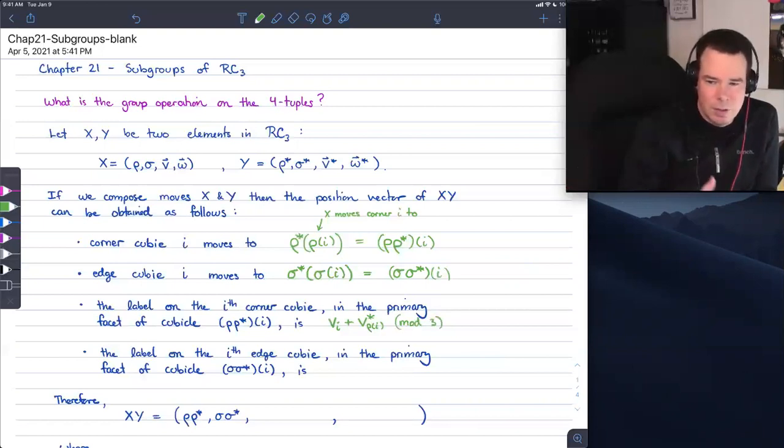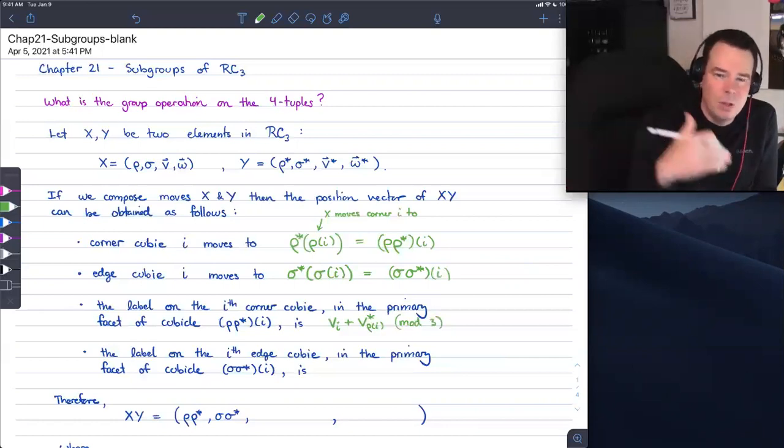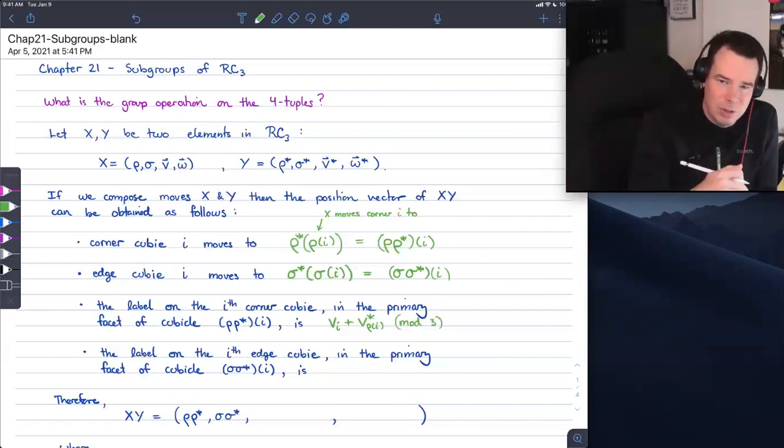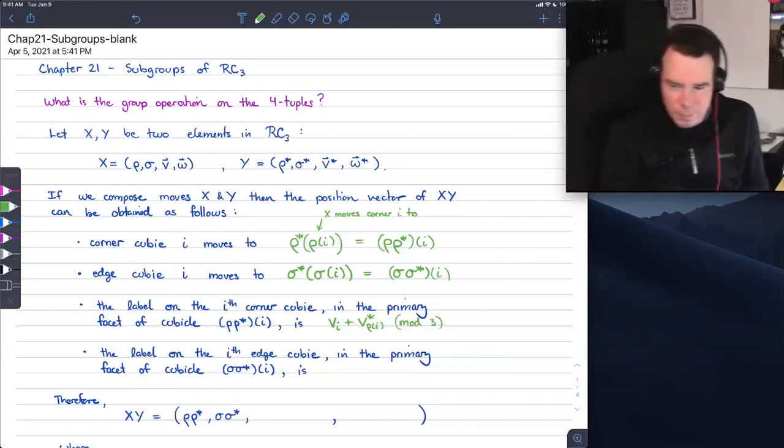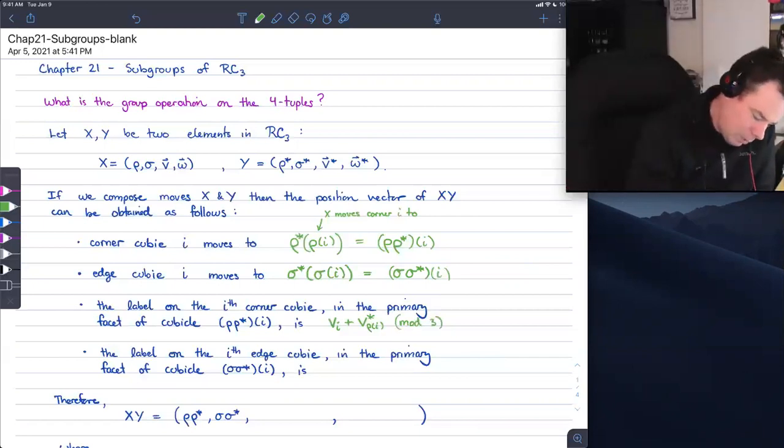But the first number is the V_i number, so how the ith cube rotated. The next number is how the cube in the row i position gets rotated, because that's where the ith cube is right now. It's in the row i position. And then next we get the same thing here. It's w_i plus w_sigma(i) star.